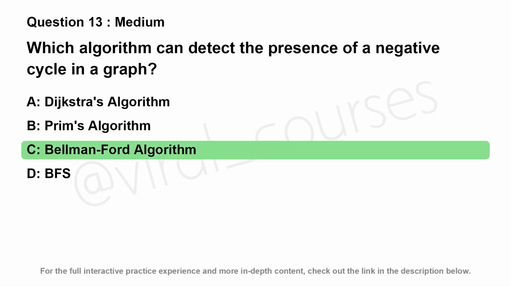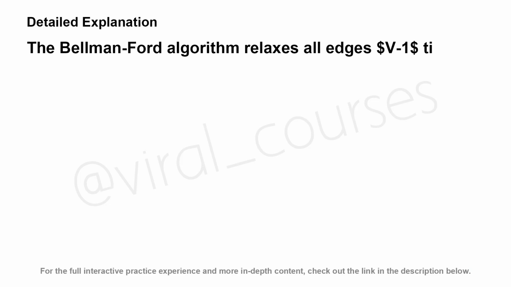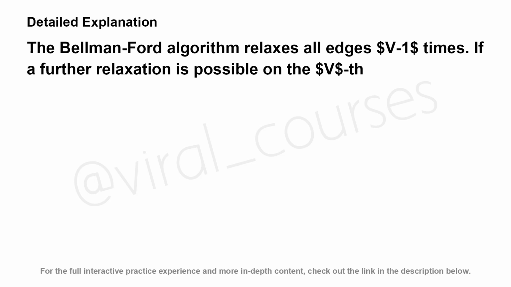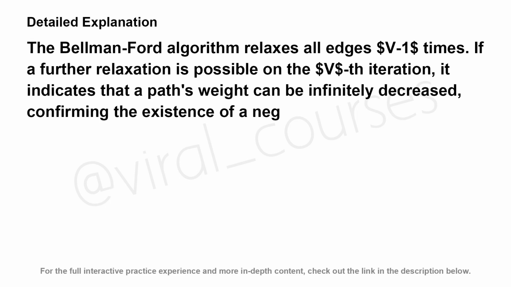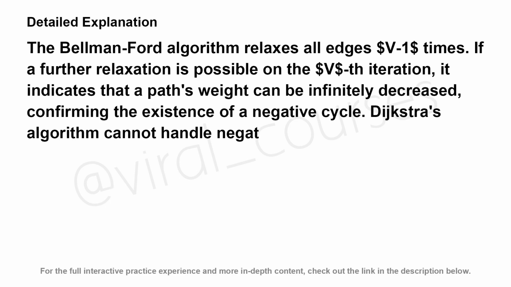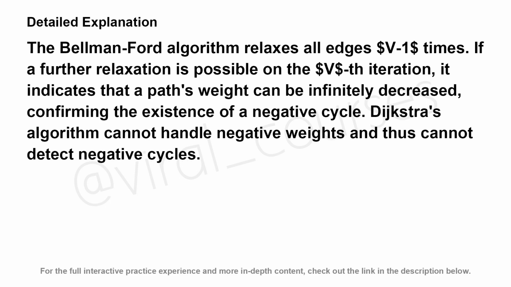The correct answer is C. The Bellman-Ford algorithm relaxes all edges V-1 times. If a further relaxation is possible on the Vth iteration, it indicates that a path's weight can be infinitely decreased, confirming the existence of a negative cycle. Dijkstra's algorithm cannot handle negative weights and thus cannot detect negative cycles.